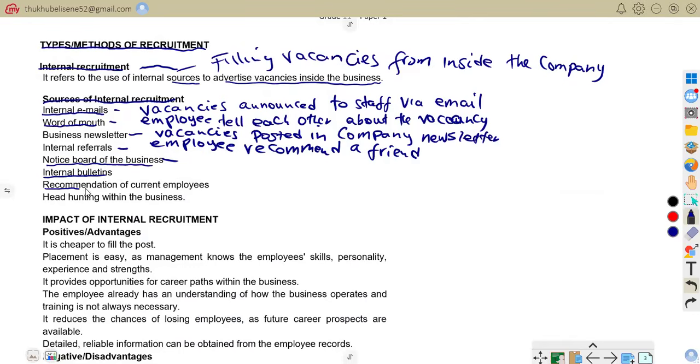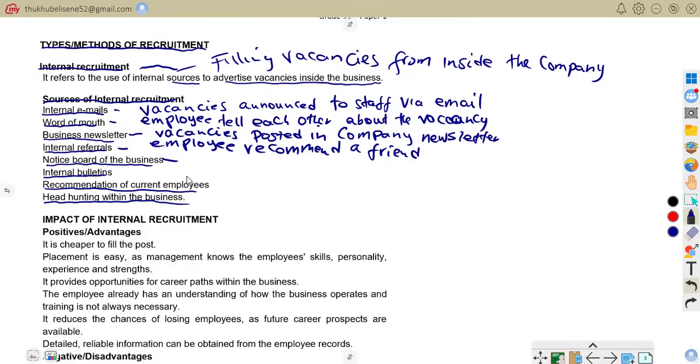Or we can talk about recommendation of current employees. That is where a manager recommends an existing worker, so you have been recommended by an employee within the organization. Then we have headhunting within the business. This is where we select a talented employee for promotion. Hope we understand these sources of internal recruitment.